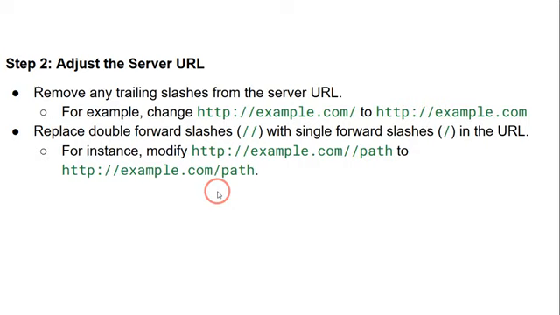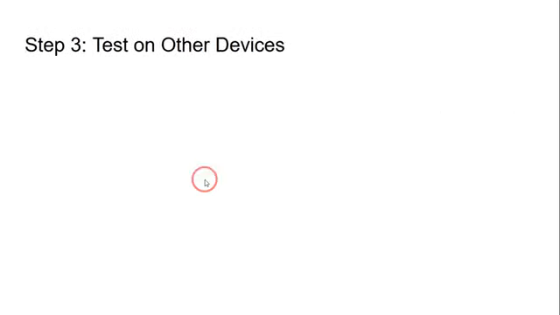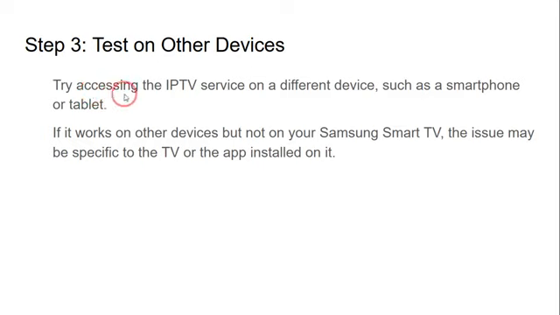So just make sure to check if it works or not, and if it does not work, then you need to move on to step number 3, which is to test on other devices. Try accessing the IPTV service on a different device such as a smartphone or tablet. If it works on other devices but not on your Samsung Smart TV, the issue may be specific to the TV or the app installed on it.